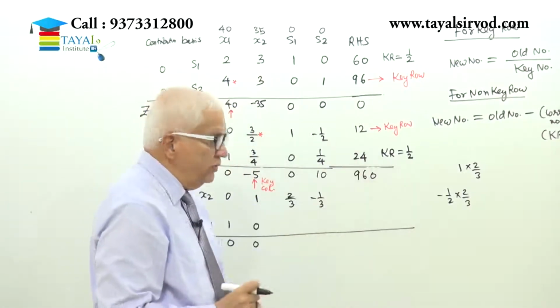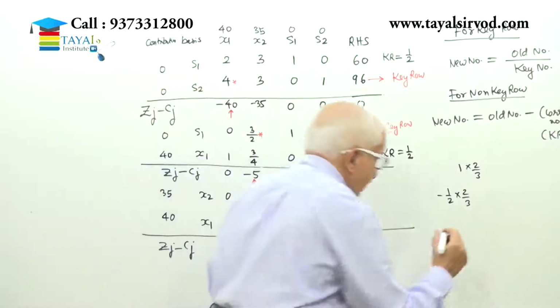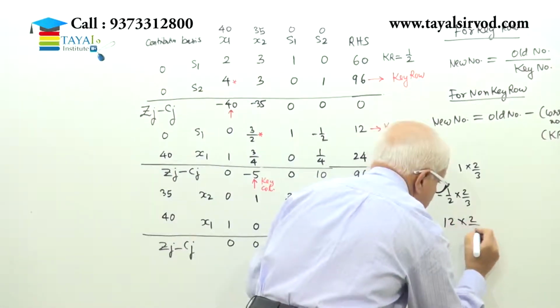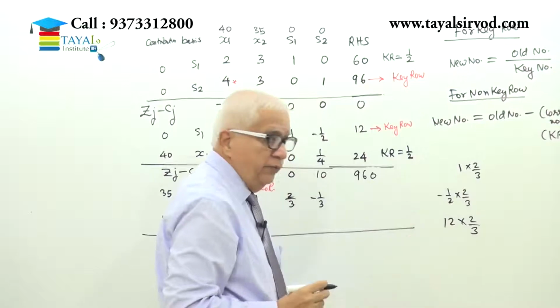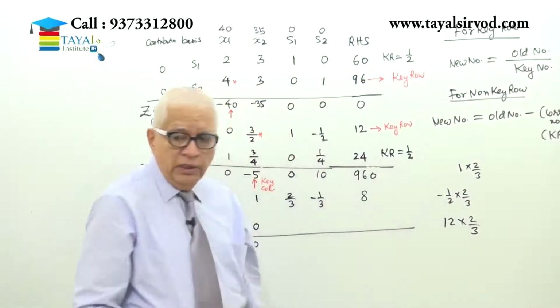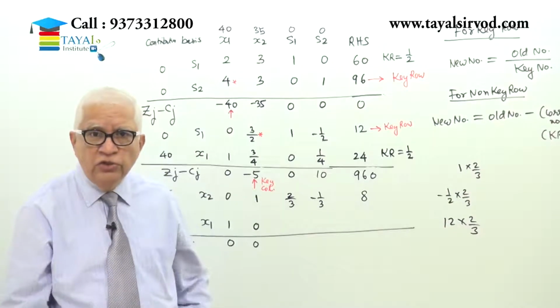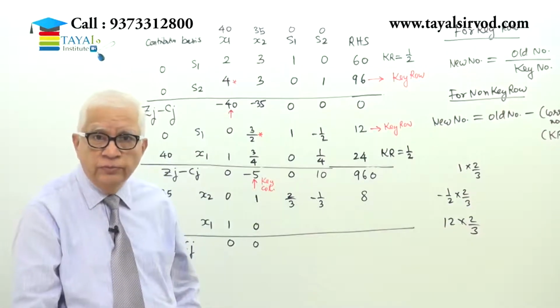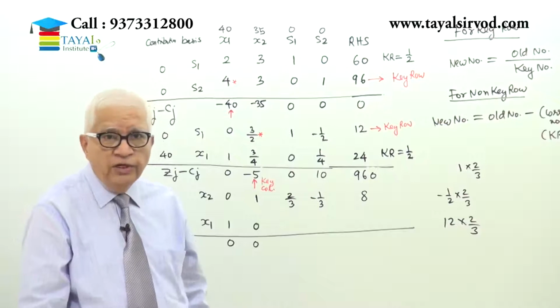Next, RHS column, same way. Old number 12 multiplied by 2 upon 3. This is 24 upon 3, that is 8. Okay. Key row completed. Key row calculation is always the easier of the two. The formula is simple. So I have finished with the key row.